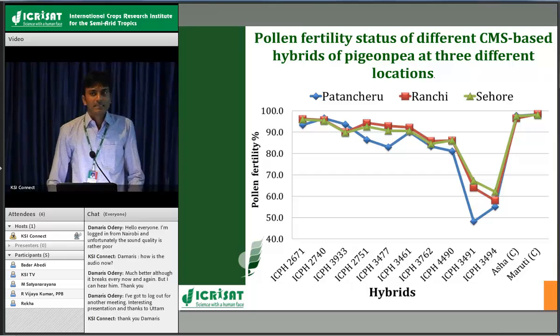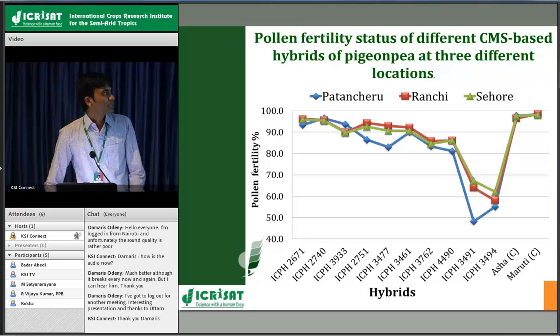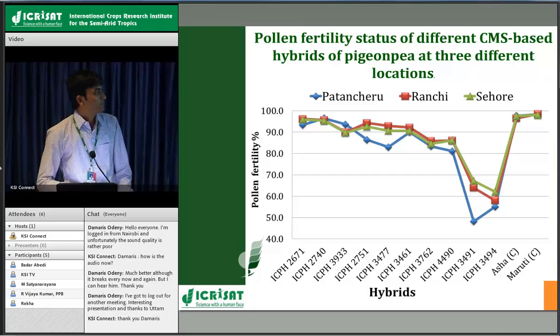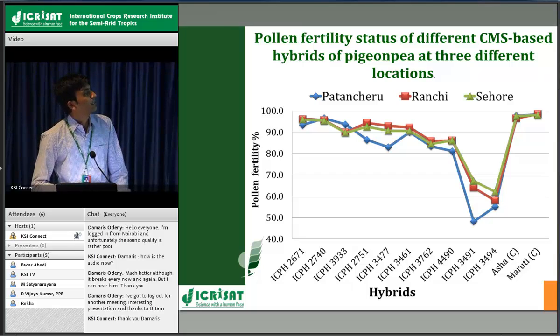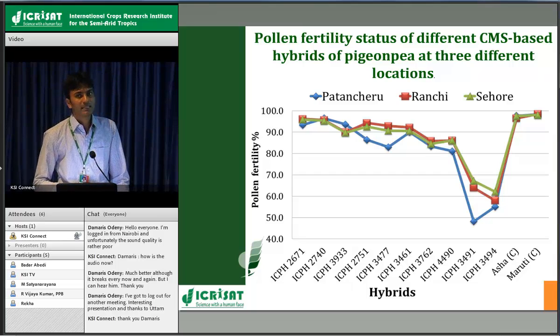Here the graph shows the pollen fertility status of different hybrids at 3 different locations. We can see that ICPH 2671, 2740, 2751, and 3461 have more than 90% pollen fertility across all the 3 locations, while ICPH 3491 and 3494 have the minimum pollen fertility status at all the 3 different locations. It may be because fertility restoration is governed by 2 dominant genes. So it may be because these hybrids have 1 dominant gene and the interaction with the environments.